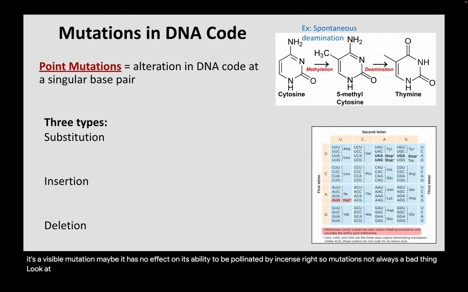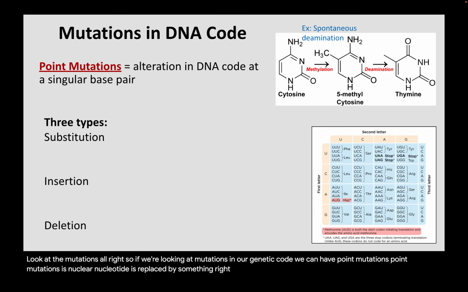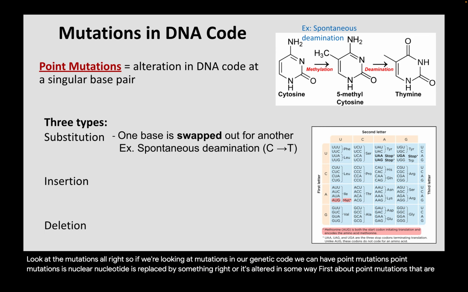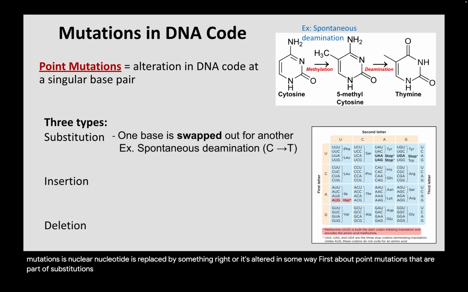Let's look at the mutations, all right? If we're looking at mutations in our genetic code, we can have point mutations. Point mutations is where a singular nucleotide is replaced by something, or it's altered in some way. Now we're going to talk first about point mutations that are part of substitutions, where we are swapping out one nucleotide for a different nucleotide.